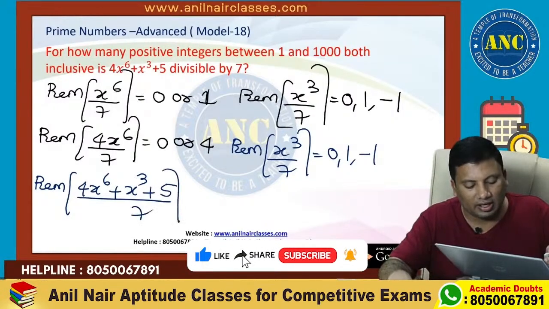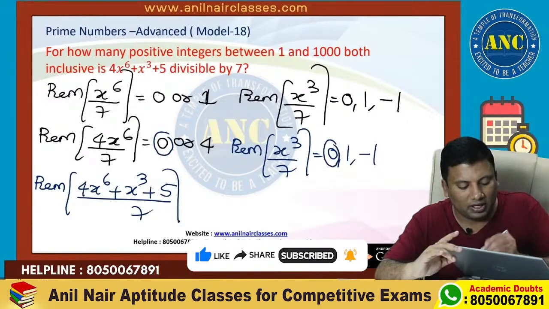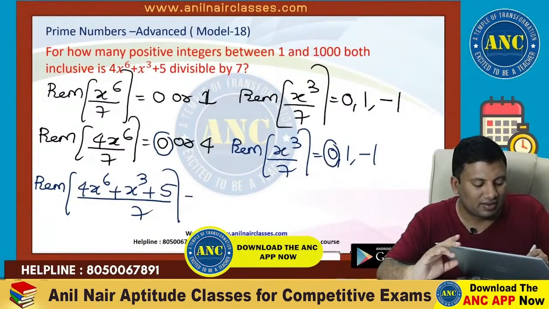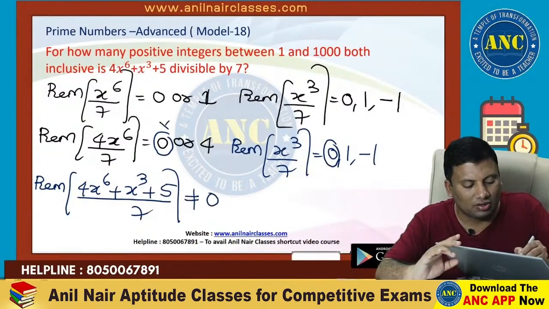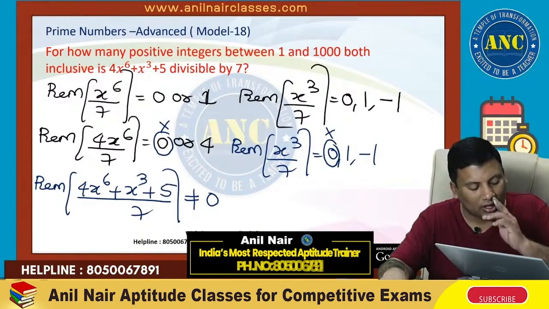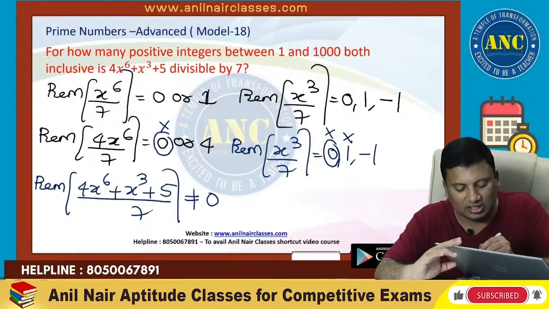Are you getting a remainder 0 anywhere? First case 0. 0 plus 0, 0. 0 plus 5, 5. 5 divided by 7 is not equivalent to 0. This case not possible. 0 plus 1, 1. 1 plus 5, 6. 6 is not divisible by 7. This case out.